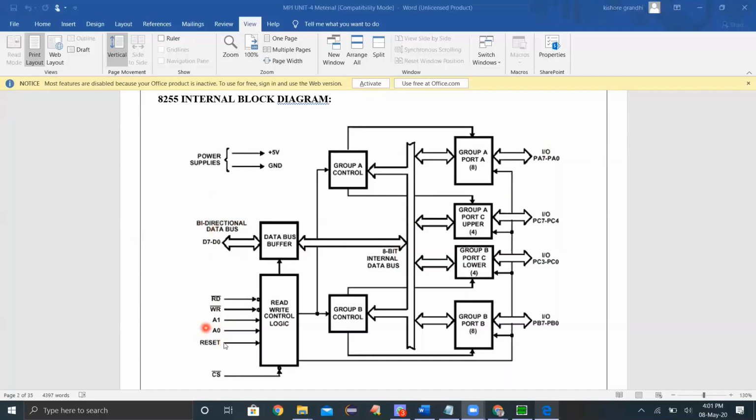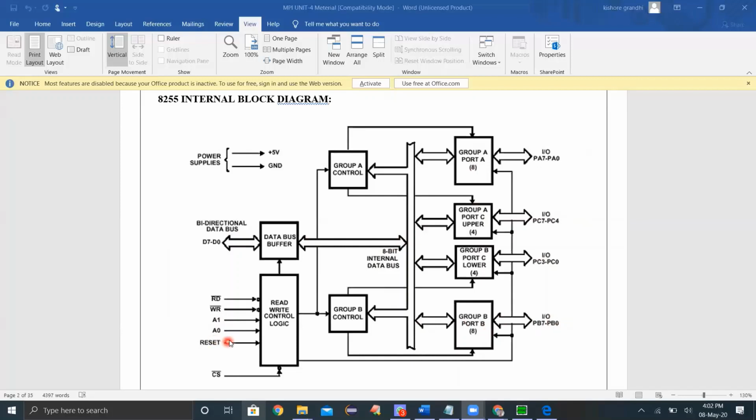A0 and A1 are two signals which represent which port is used to transfer data between the input-output devices and the 8086 processor. If A0 and A1 values are 00, port A is used to transfer data from input-output to 8086 or 8086 to input-output devices. And if A0 and A1 are 01, port B is used to transfer data between input-output devices and the 8086 processor.